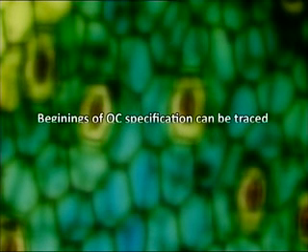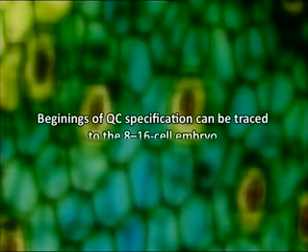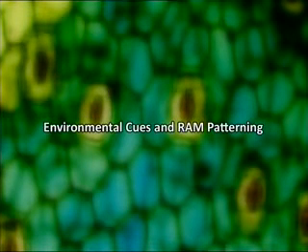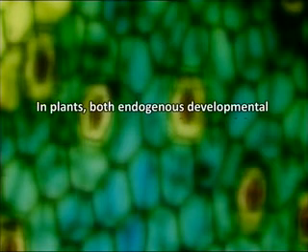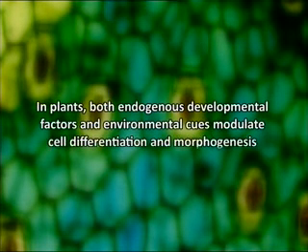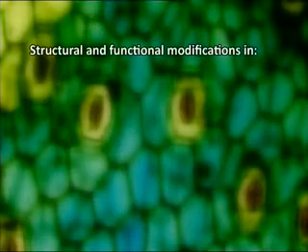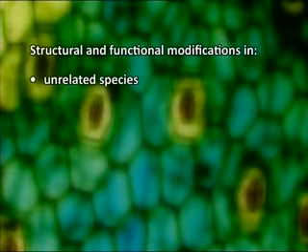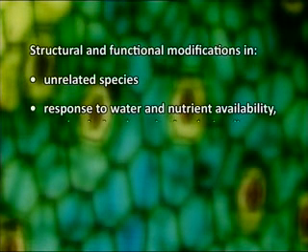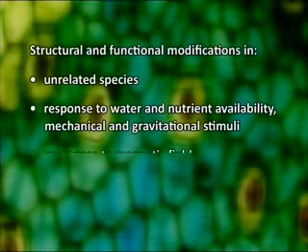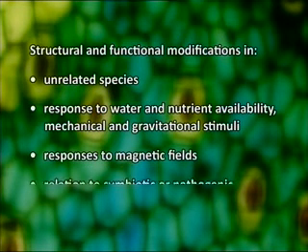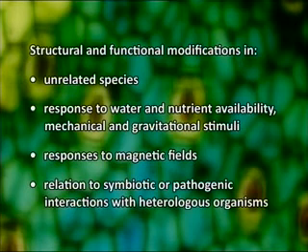In summary, it can be concluded that the beginnings of the QC specification can be traced to the 8 or 16 cell embryo. Now, environmental cues and RAM patterning. In plants, both endogenous developmental factors and environmental cues can modulate cell differentiation and morphogenesis. Regarding root systems, an extensive literature exists about the structural and the functional modifications in a range of unrelated species in response to water and nutrient availability, mechanical and gravitational stimuli, and response to magnetic fields, as well as in relation to symbiotic or pathogenic interactions with heterologous organisms.